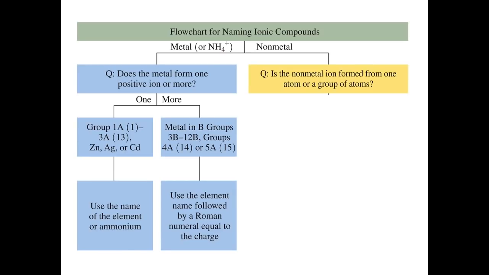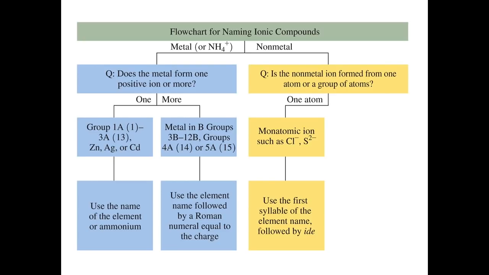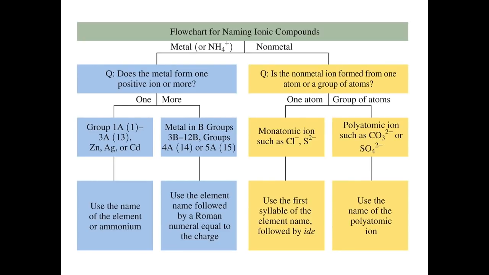On the anion side, you want to ask, is the nonmetal ion formed from 1 atom or groups of atoms? If you answer that it comes from 1 atom, then it's called a monatomic ion. And you want to change the ending to "ide." If it's a group of atoms, then it's a polyatomic ion. You don't change the ending, you just use the polyatomic ion's name.